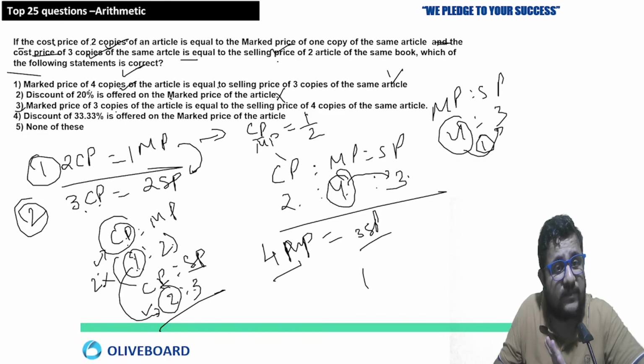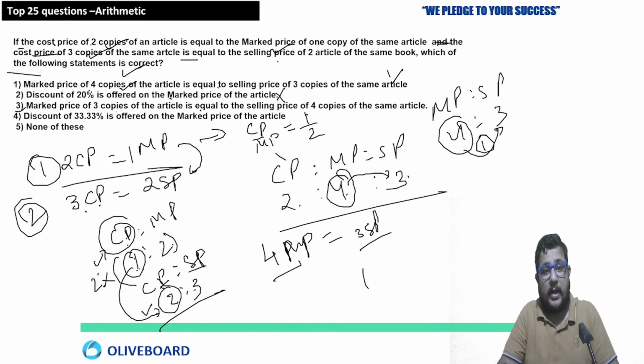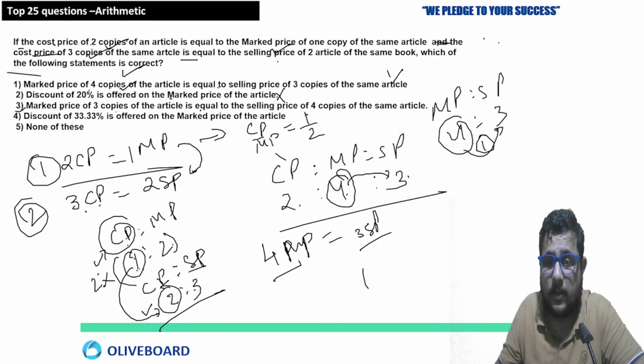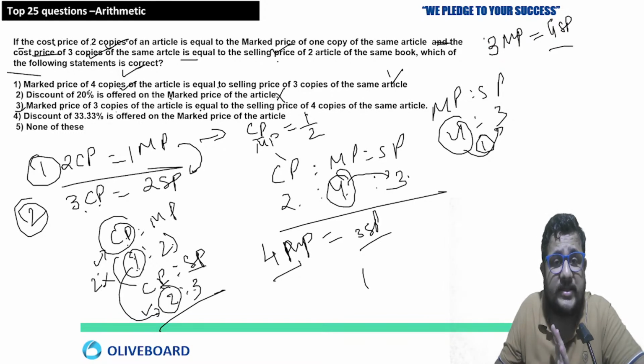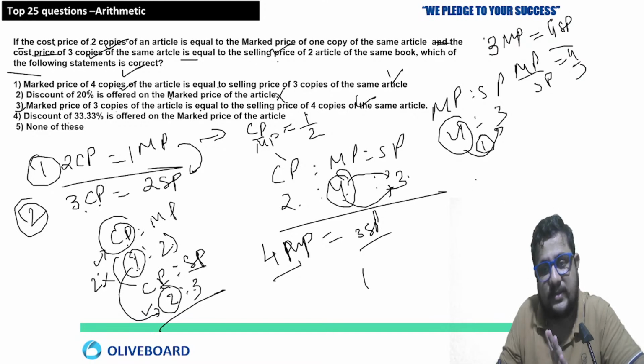Third, marked price of 3 copies of the article is equal to the selling price of 4 copies of the same article. Yes, it is absolutely correct, because marked price of 3 copies of the article is equal to the selling price of 4 copies of the article. So marked price to selling price ratio, just look out, 4:3. Yes, here also you can see it is following. So this will follow. Discount of 33.33% offered on the marked price of the article. Yes, it is also true.